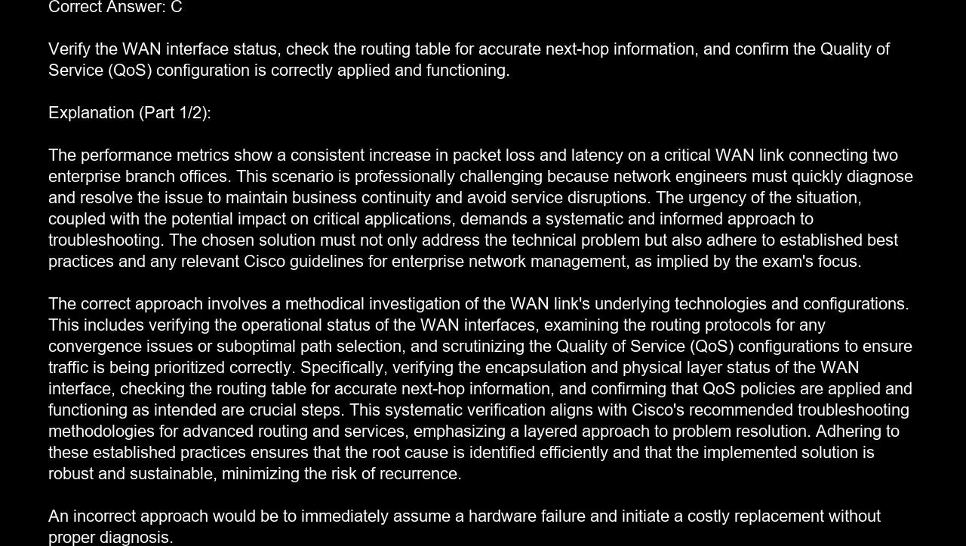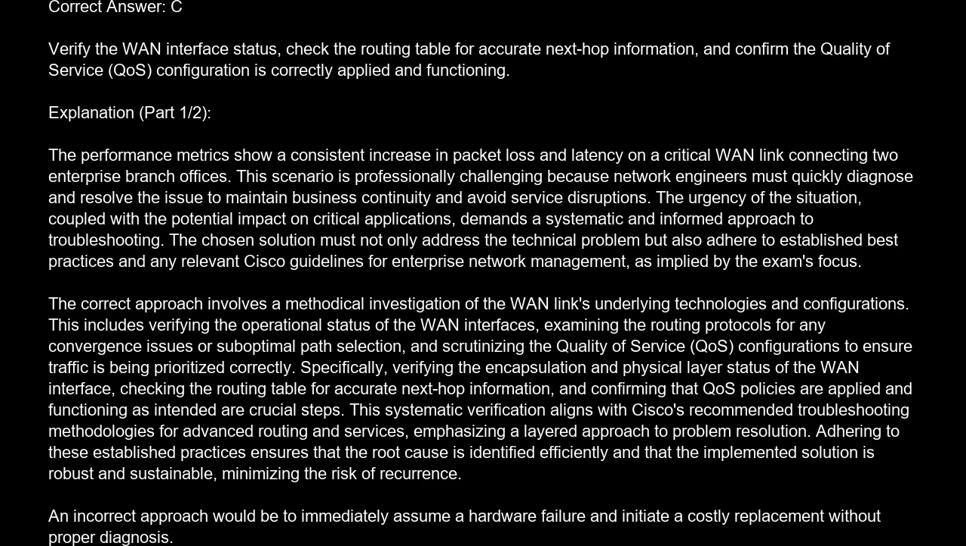The urgency of the situation, coupled with the potential impact on critical applications, demands a systematic and informed approach to troubleshooting. The chosen solution must not only address the technical problem, but also adhere to established best practices and any relevant Cisco guidelines for enterprise network management, as implied by the exam's focus. The correct approach involves a methodical investigation of the WAN link's underlying technologies and configurations.